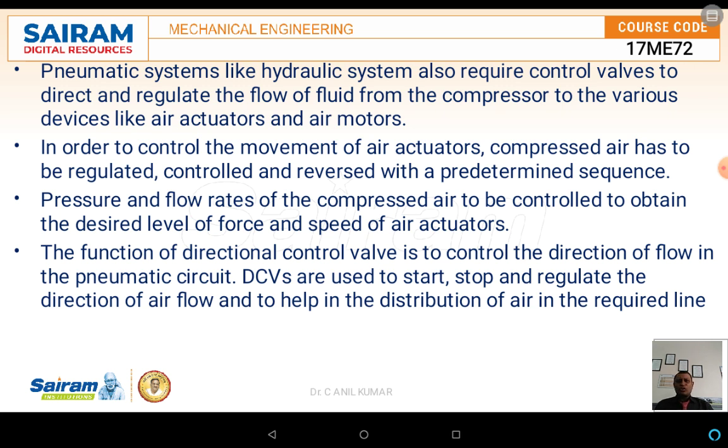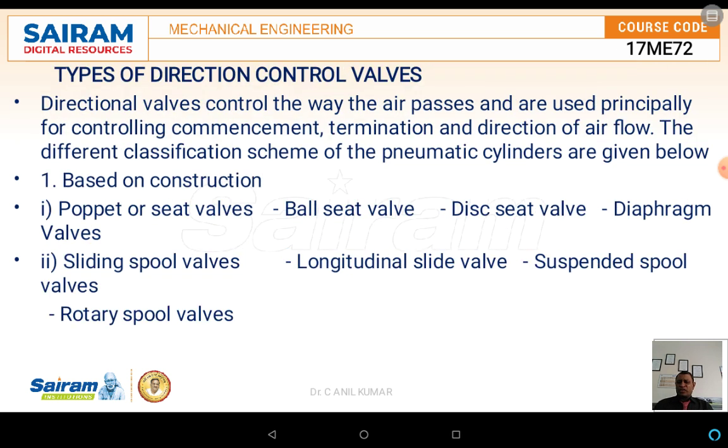In order to control the movement of the air actuator, the compressed air has to be regulated, controlled and reversed with predetermined sequences. The pressure as well as the flow rate of the compressed air has to be controlled to obtain a desired level of force as well as speed of the air actuator. Now, in further sessions, what we are discussing is the types of direction control valves.